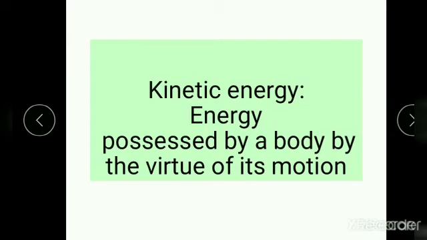So we can define kinetic energy as the energy possessed by a body by virtue of its motion. From this you can say all moving objects will have energy, and that energy we call kinetic energy. The faster an object moves, the more kinetic energy it has. Everything that is moving has a capacity to do work.